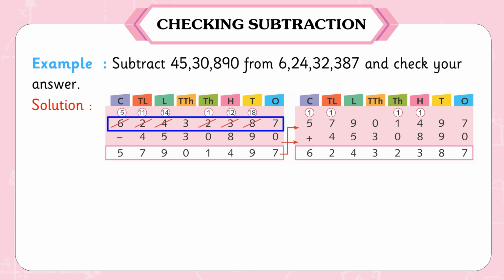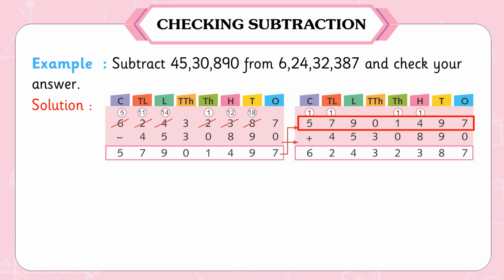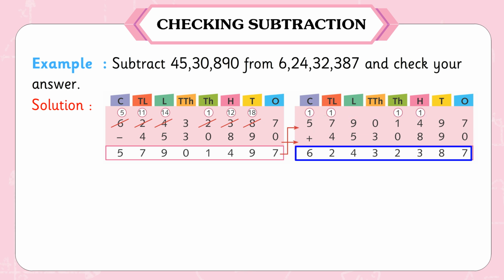624,32387 minus 4530890. 5 crores 79 lakhs. 1,497 plus 45 lakhs 30,890. 6 crores 24 lakhs 32,387. Answer: 5 crores 79 lakhs 1,497.